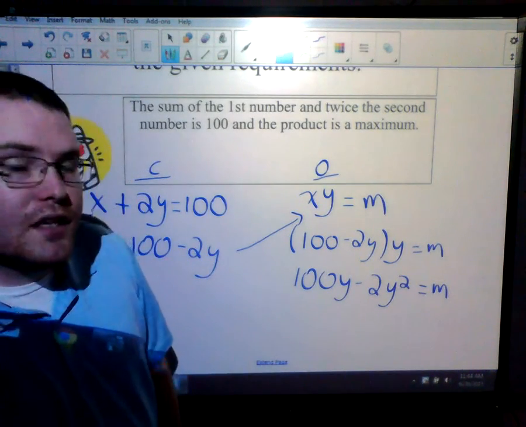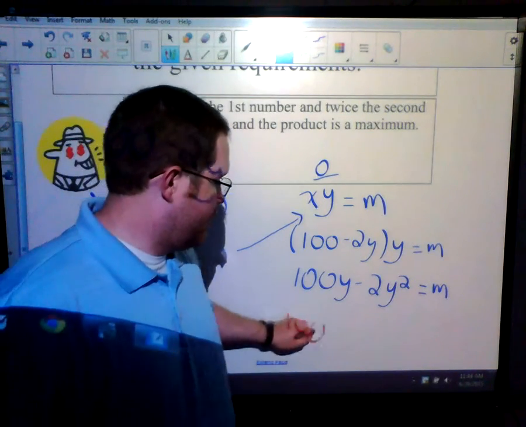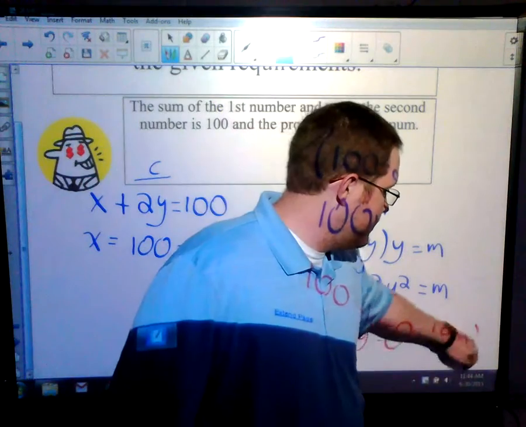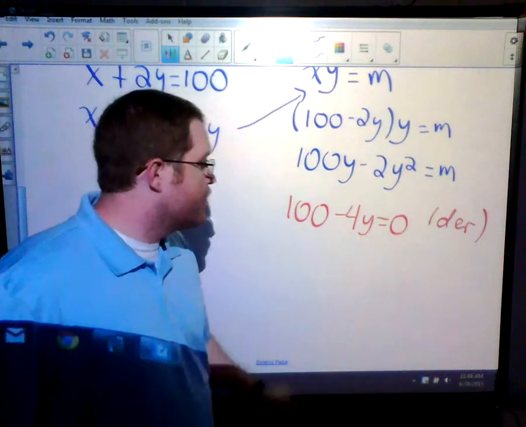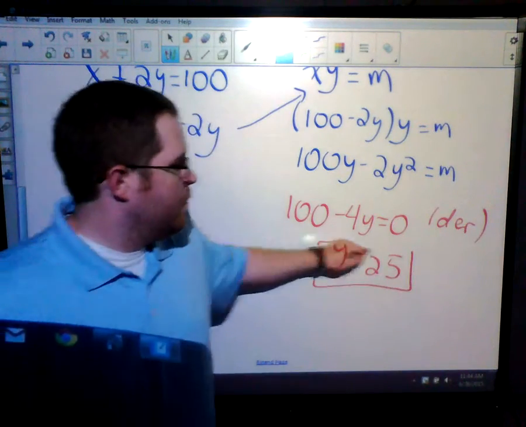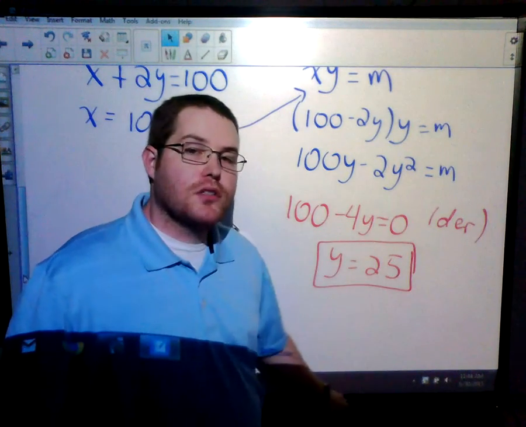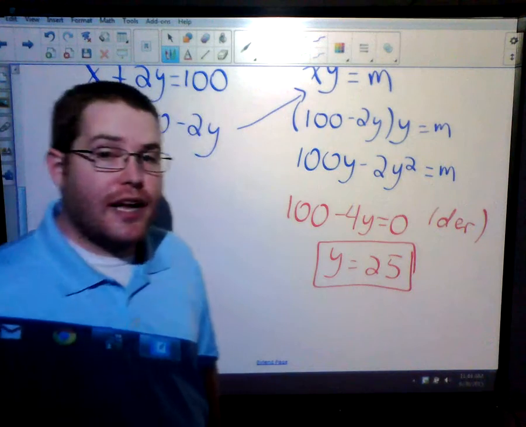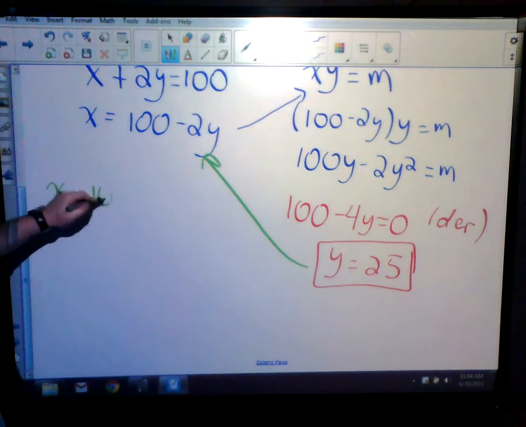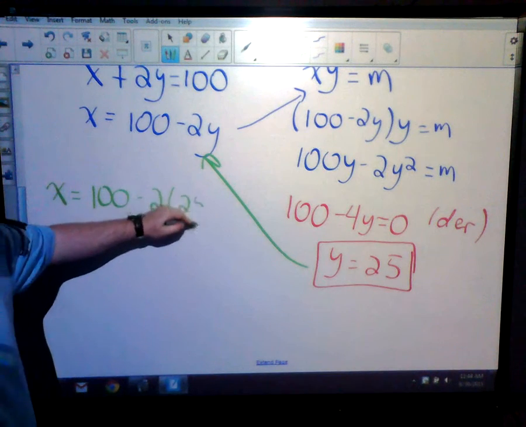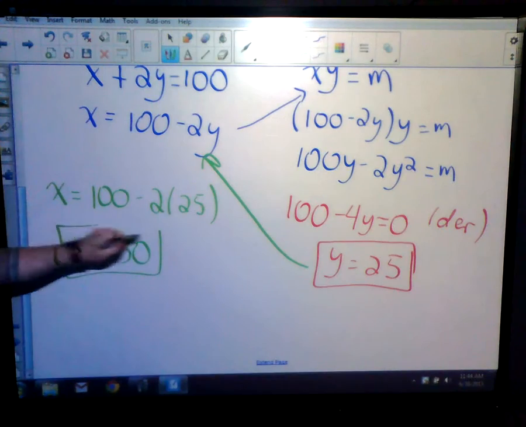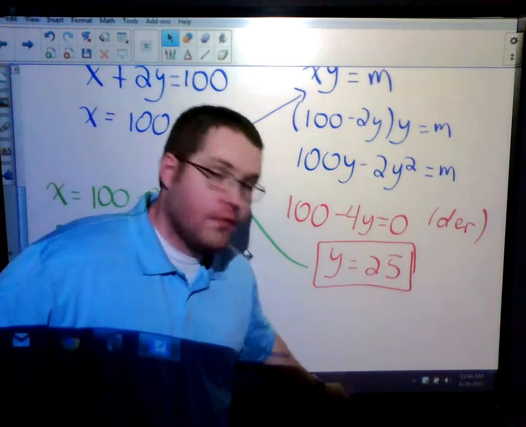Let's take the derivative and set it equal to 0. 100 minus 4y equals 0. This is when I took the derivative. Solve your problem, you get y equals 25. But that's only one of the two numbers. How do I find the original, the x number? Let's plug it back in up here. x equals 100 minus 2 times 25. So x equals 50. There we go.